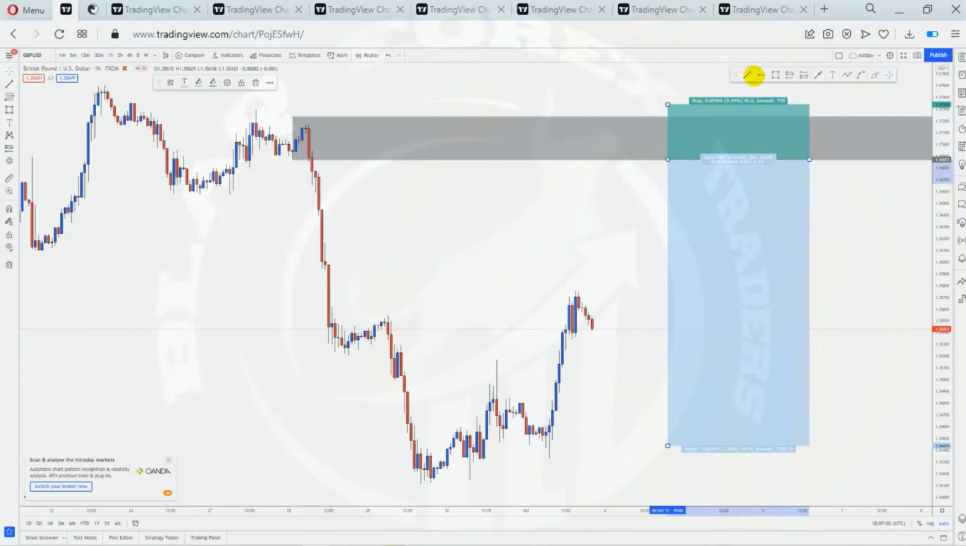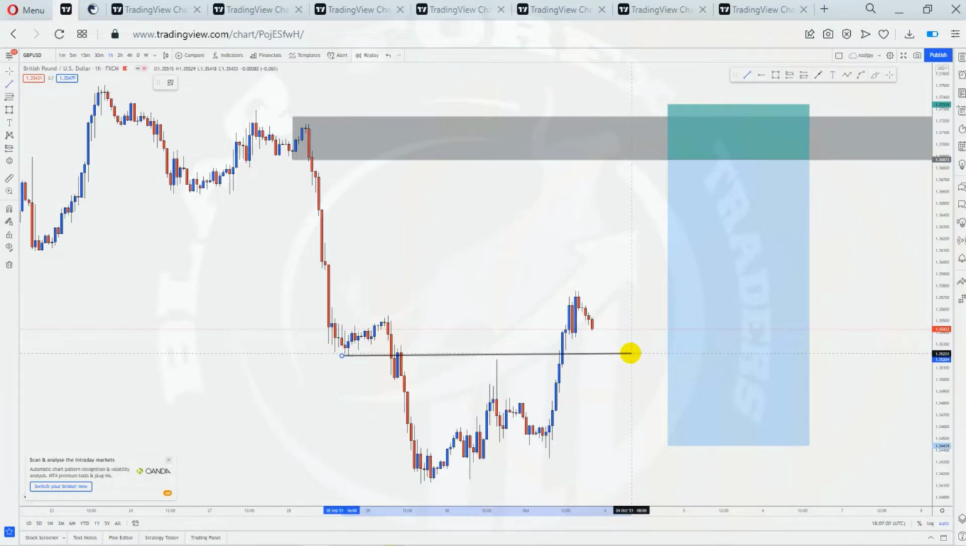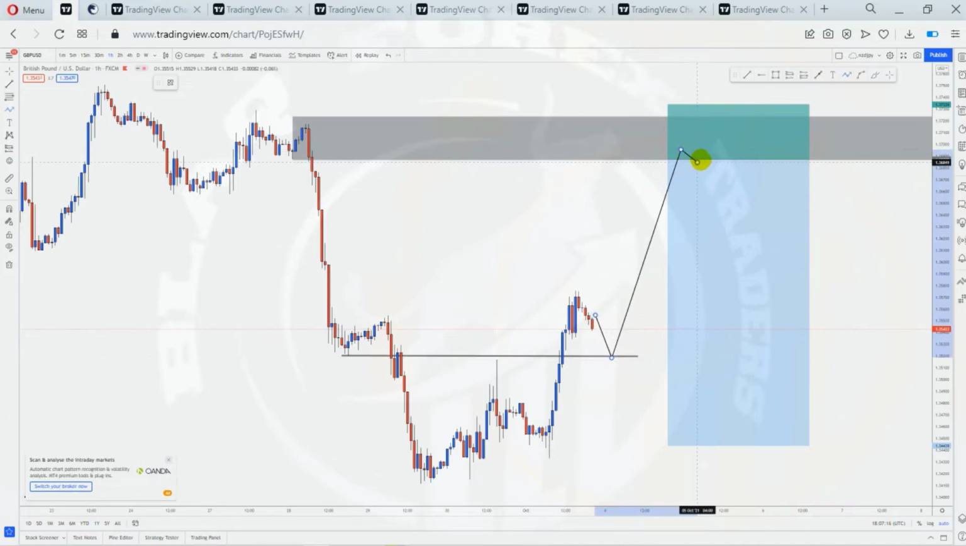So for now, as you can see here, we have this, can make something like this. But this is the setup for GBPUSD.